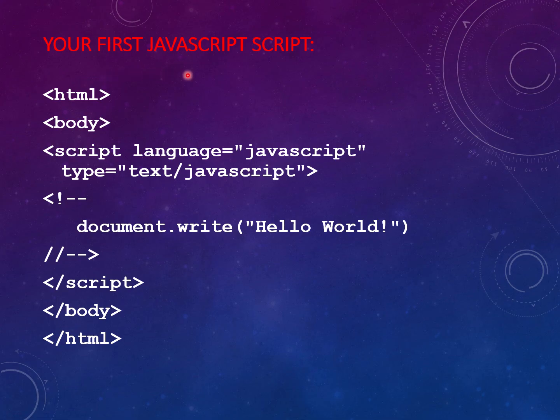In this slide, see your first JavaScript script. It displays Hello World using document.write. The code uses outdated practices such as the obsolete language equals JavaScript attribute and HTML comment tags to hide code from older browsers, and the discouraged document.write method.